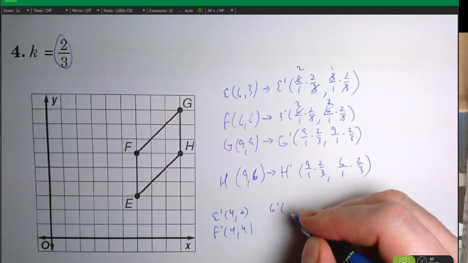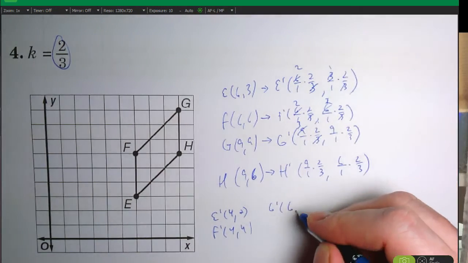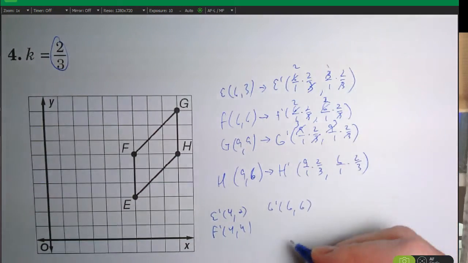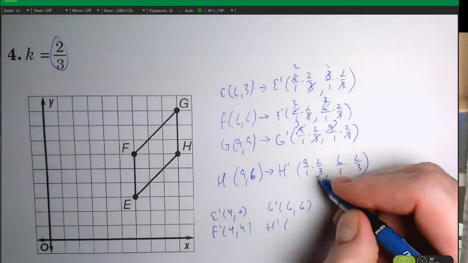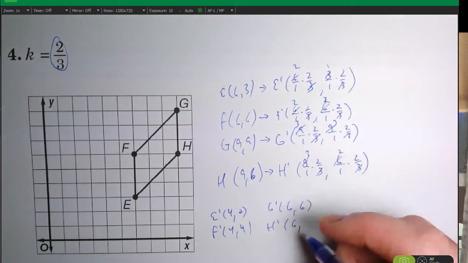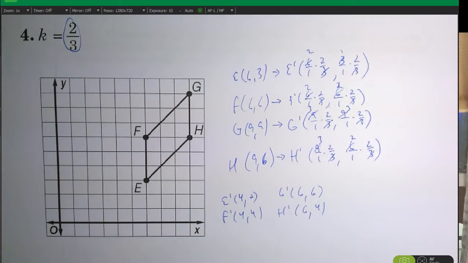G prime becomes 3 times 2, so it's 6. 3 times 2, which is 6. And then H prime, 3 times 2, which is 6. And then 2 times 2, which is 4. So those are the 4 ordered pairs that I'm going to have those points at now.